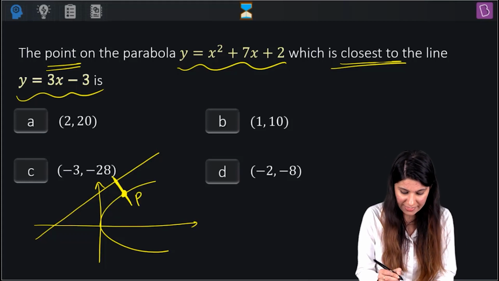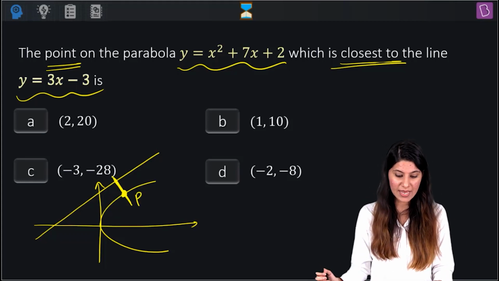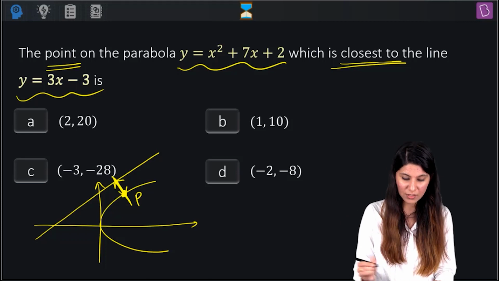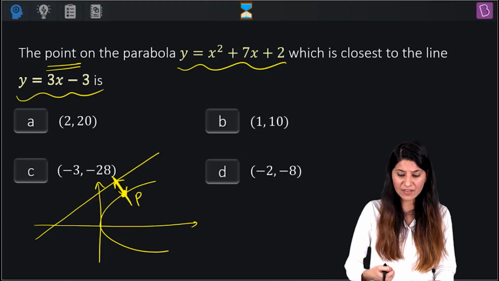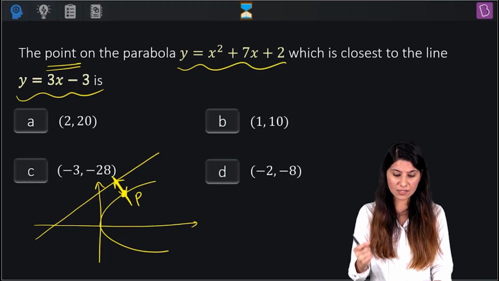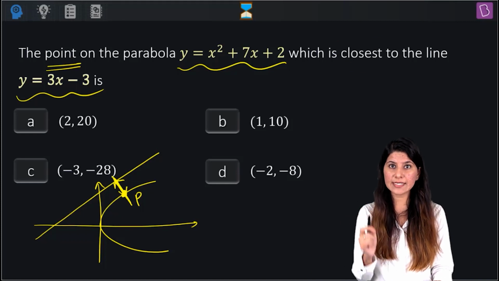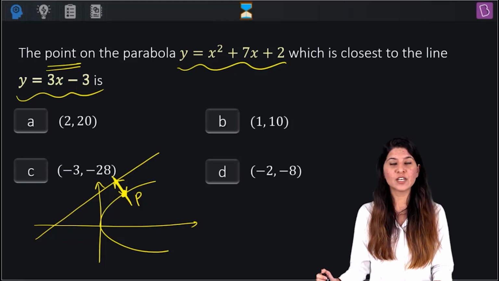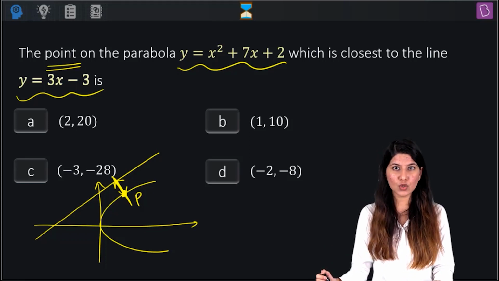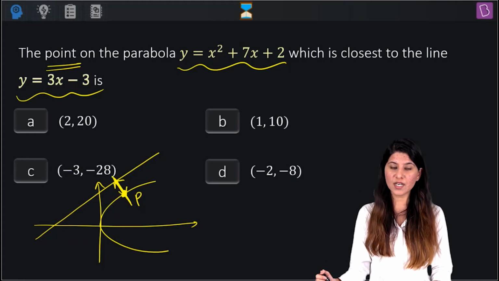This is the point P, let us say, corresponding to this situation. And this distance would be what? Shortest, because we are looking for the closest point, right? Whenever you need to know the shortest distance, always remember, shortest distance lies on the common normal of both the curves. Yes, shortest distance lies on the common normal of both the curves.